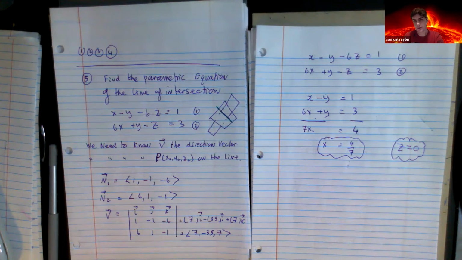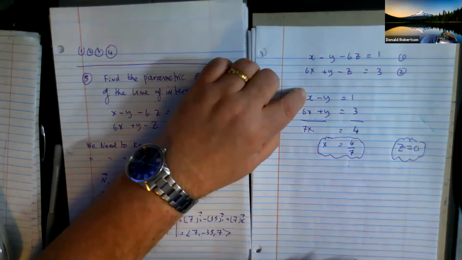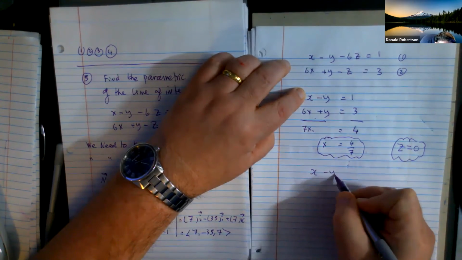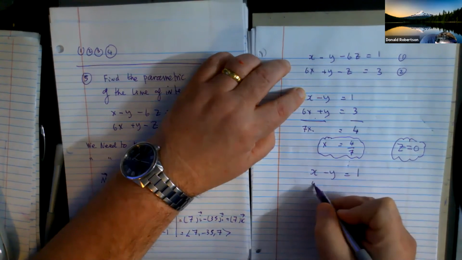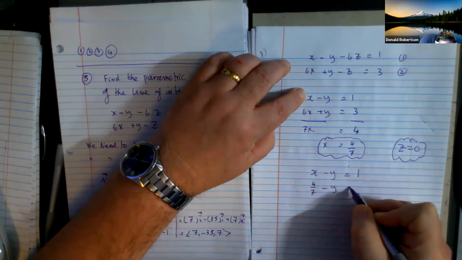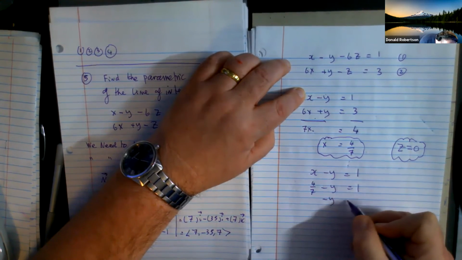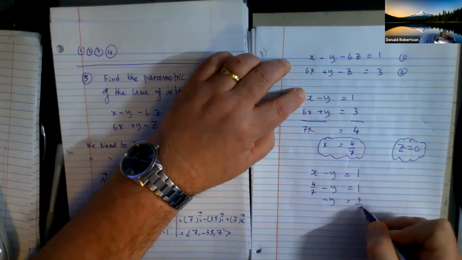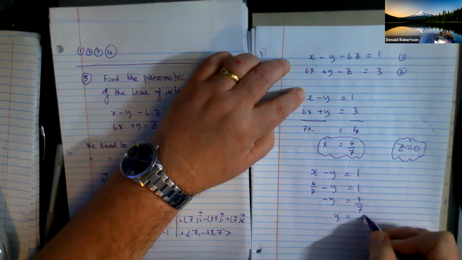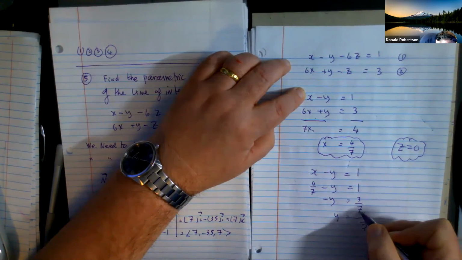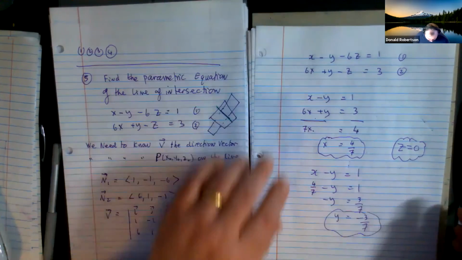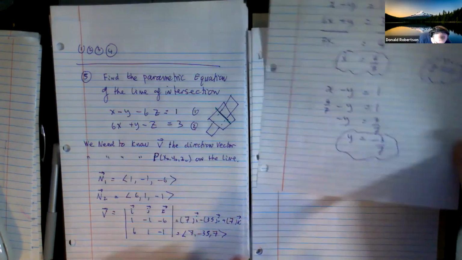Plug them into an equation. Okay, so I'll plug it into this one. So X take away Y equals 1. So 4/7 take away Y is 1. So subtract 4/7 from both sides, you get that. That makes Y that one. Again, not the prettiest answer in the world, but it works.